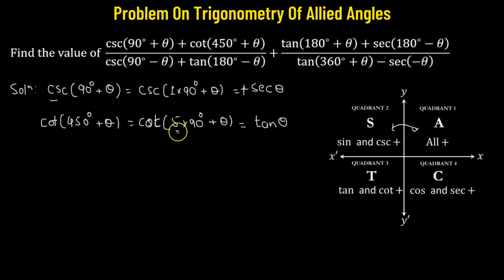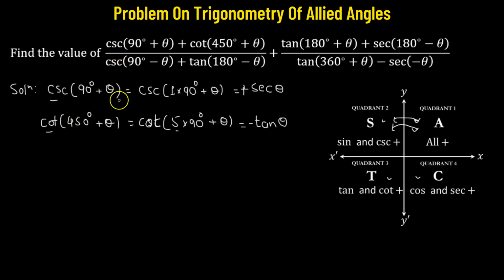Now we need to check in which quadrant it lies. So we start from the first quadrant. 1 times 90 degree, 2 times 90, 3 times 90, 4 times 90, and then 5 times 90. That brings us to the first quadrant. But we are also adding theta to it, which is going to take us to the second quadrant. Since in the second quadrant sine and cosecant are positive, everything else is negative. So we are working with a cotangent function, its value is going to be negative in the second quadrant.